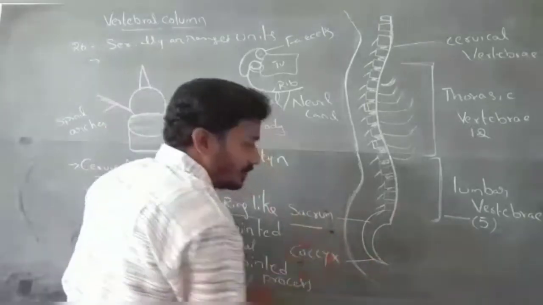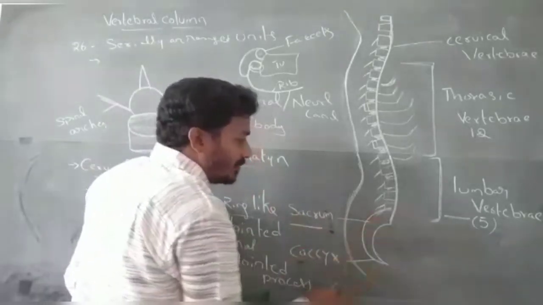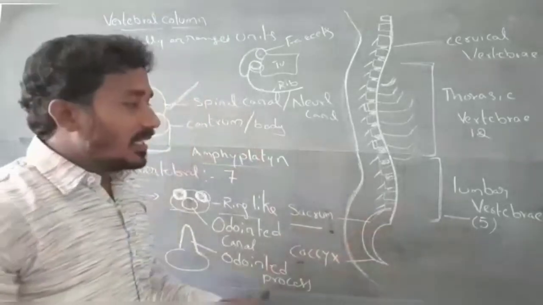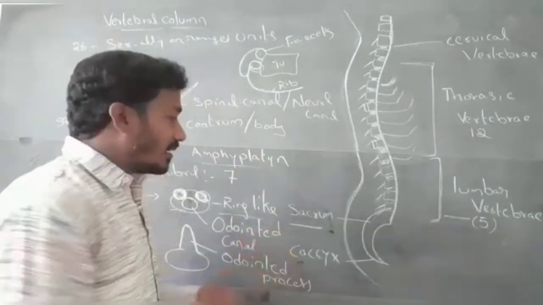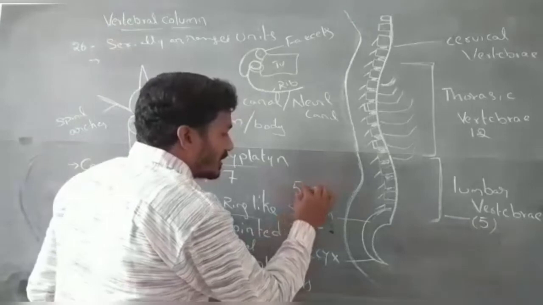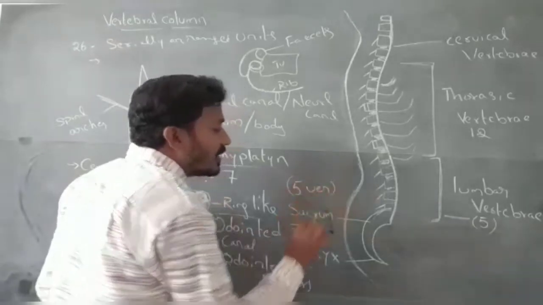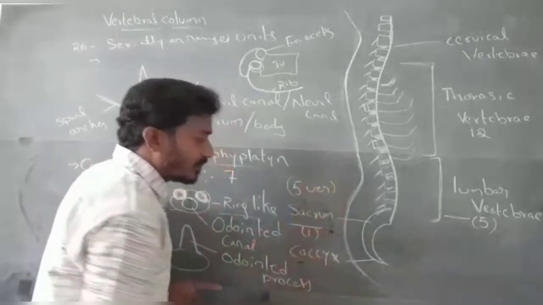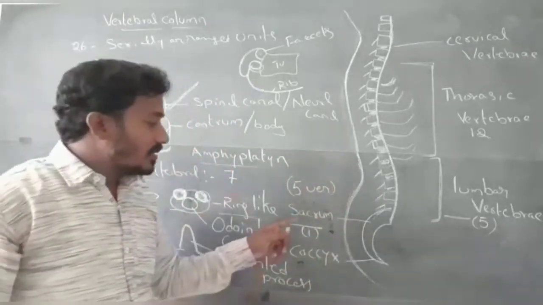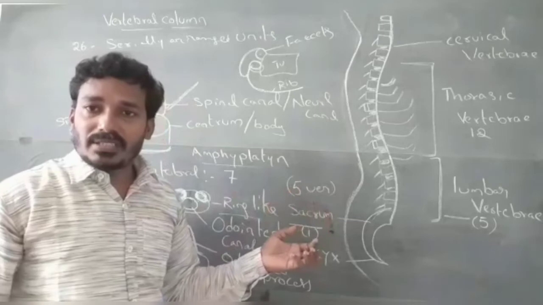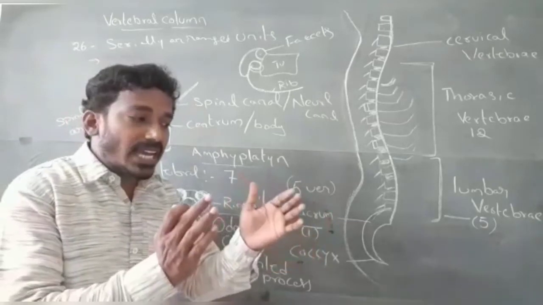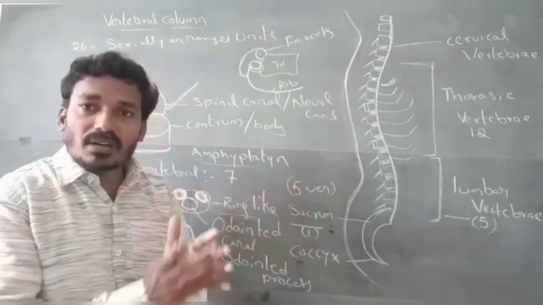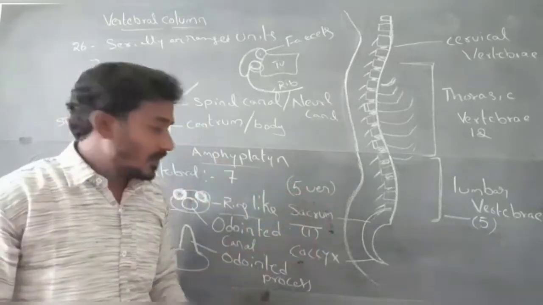Next, sacrum. In the embryonic stage, the sacrum has 5 vertebrae. These 5 sacral vertebrae fuse to form a single sacrum.